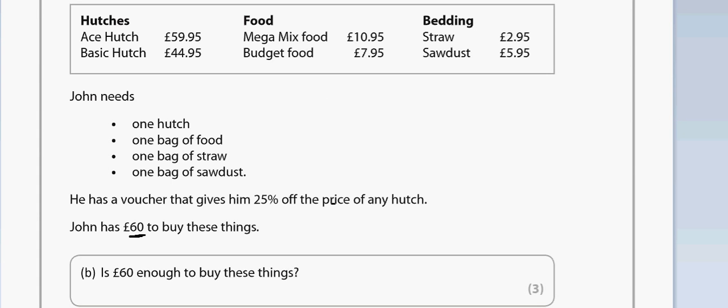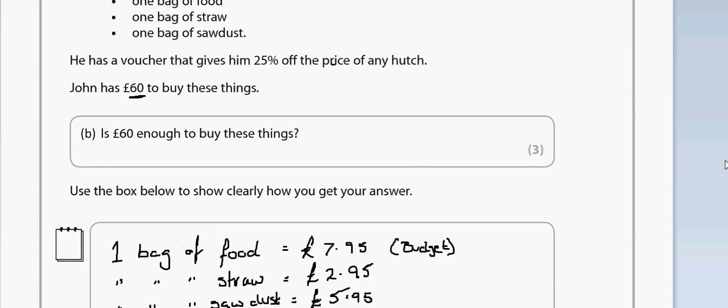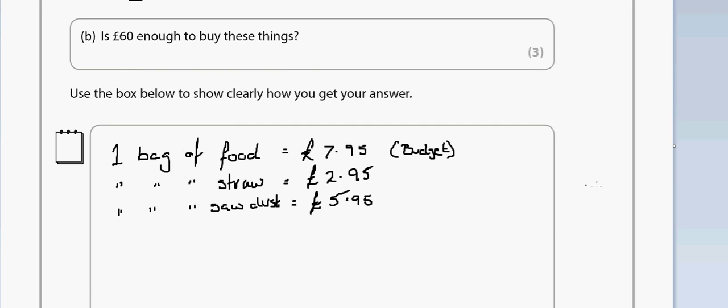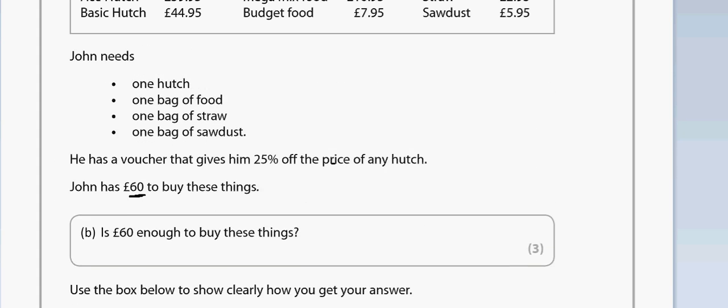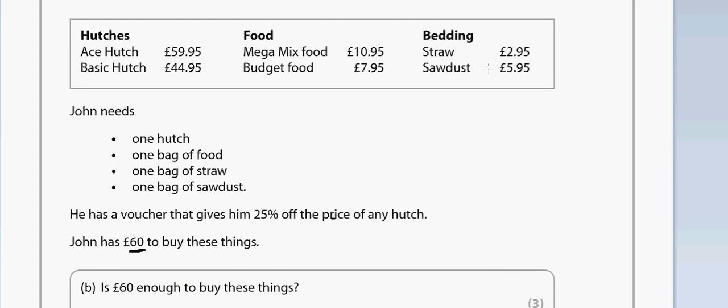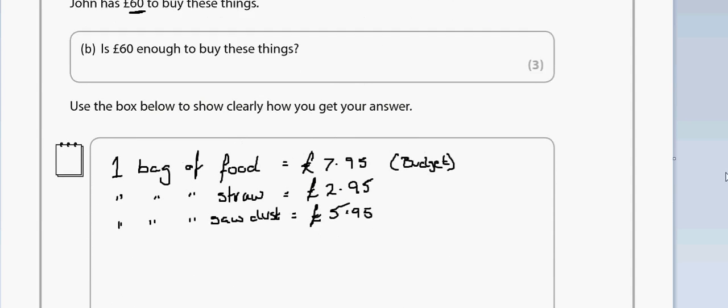So what I've done is I've costed the straw and the sawdust, because if you look at the straw and the sawdust you can see that they are a set price. But the food I've gone for the budget food, purely because it will give him a little bit more money towards the cost of the hutch. Okay, so I'm hoping that makes sense to you.